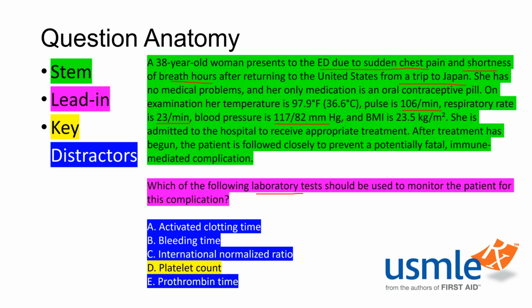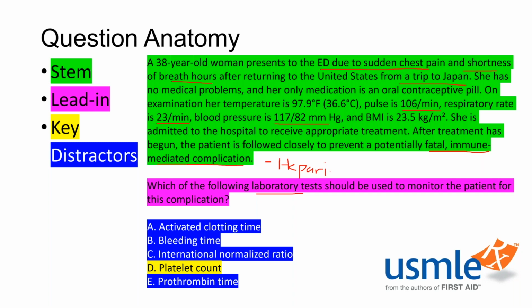So we would treat this patient with anticoagulation. There's a few anticoagulants that we can use. Heparin is one, warfarin is one, apixaban, dabigatran, rivaroxaban. Those are also others. So which one of those can lead to a fatal immune-mediated complication? And that is the key there, immune-mediated complication. Well, the one that can do that is heparin. And it does that through causing heparin-induced thrombocytopenia, or HIT, which can be fatal, and it does cause clotting. Clotting is the key finding there with heparin-induced thrombocytopenia. It's not bleeding, you get clotting. And the way we monitor for this complication is by the platelet count.